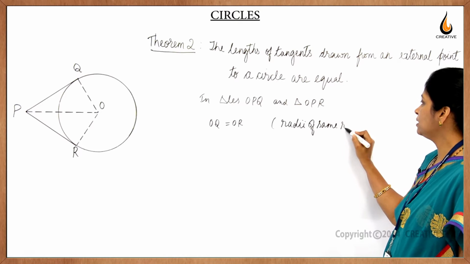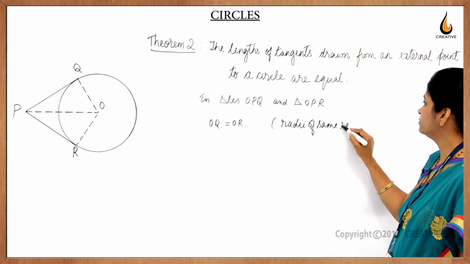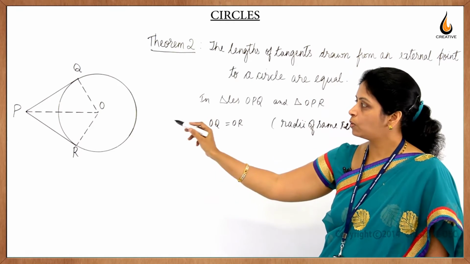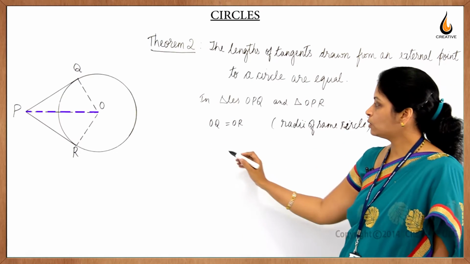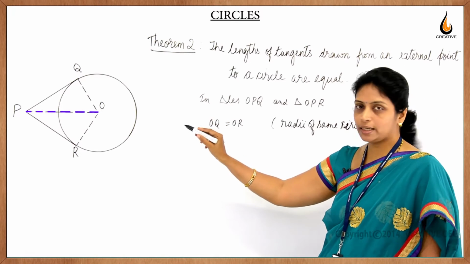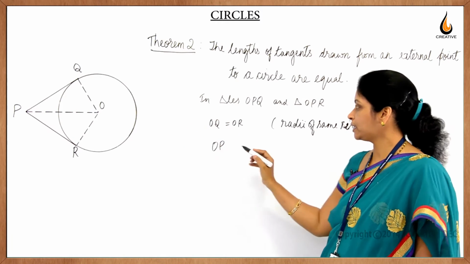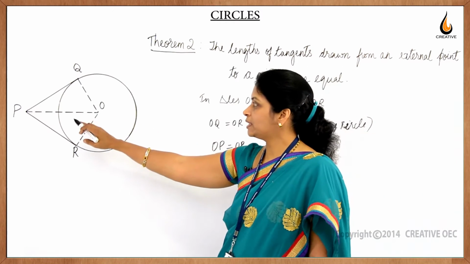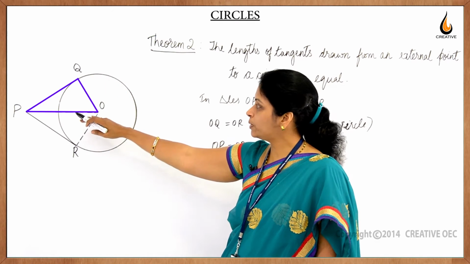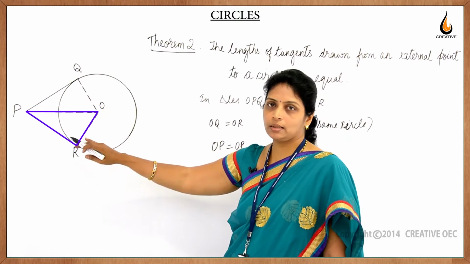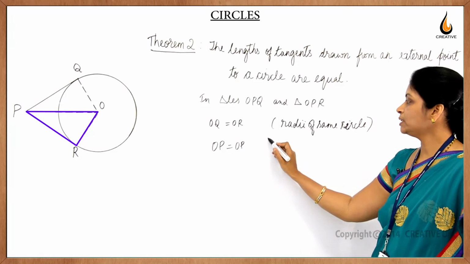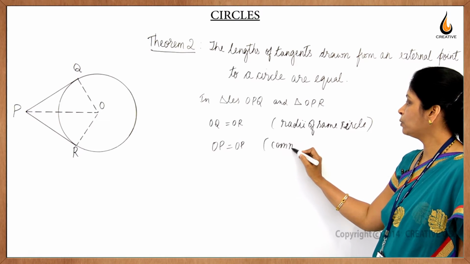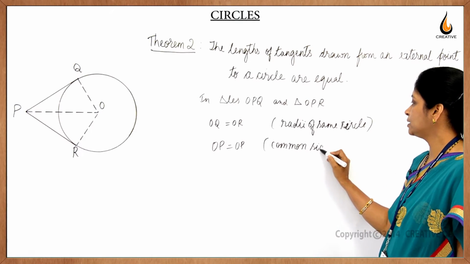So that is the reason why OQ is equal to OR. Next, in these two triangles, OP is the common line between them. So OP is a side for one triangle and OP is a side for the other triangle also. We can write OP is equal to OP. So here OP is one side of this upper triangle and OP is a line that is there for the lower triangle also. So OP is equal to OP means it is a common side to both the triangles. So OP is the common side, that is the reason.